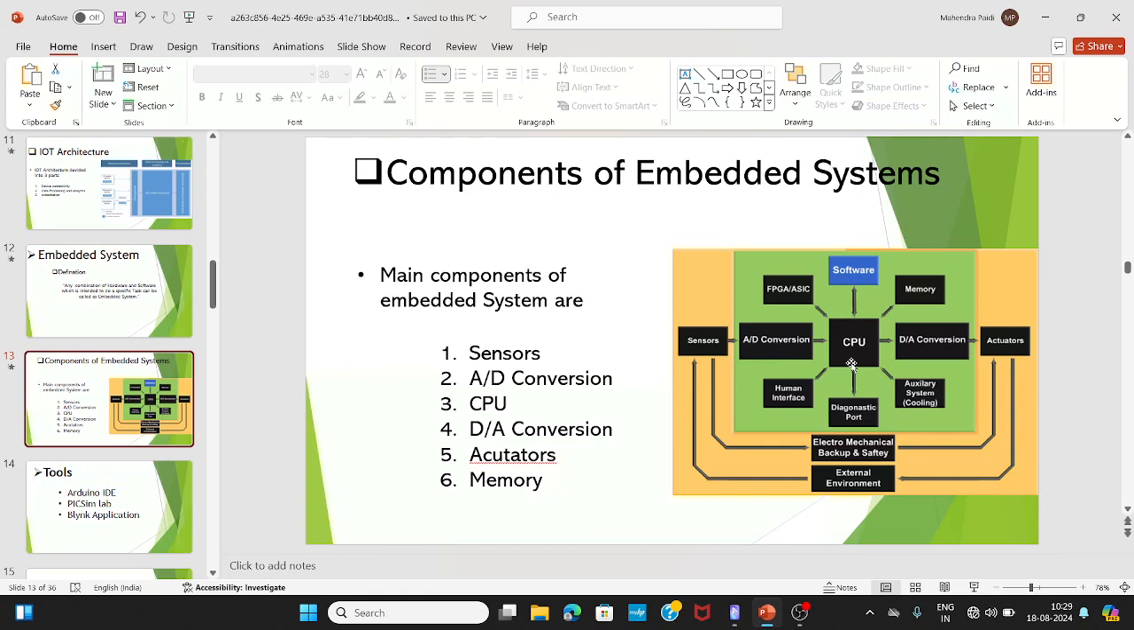And the CPU, central processing unit, is the heart of the embedded system. It controls the system's basic functions. Next, the D to A converter converts the digital signal into an analog signal. Next one is actuators. Actuators convert the electrical signal into physical action. And memory.